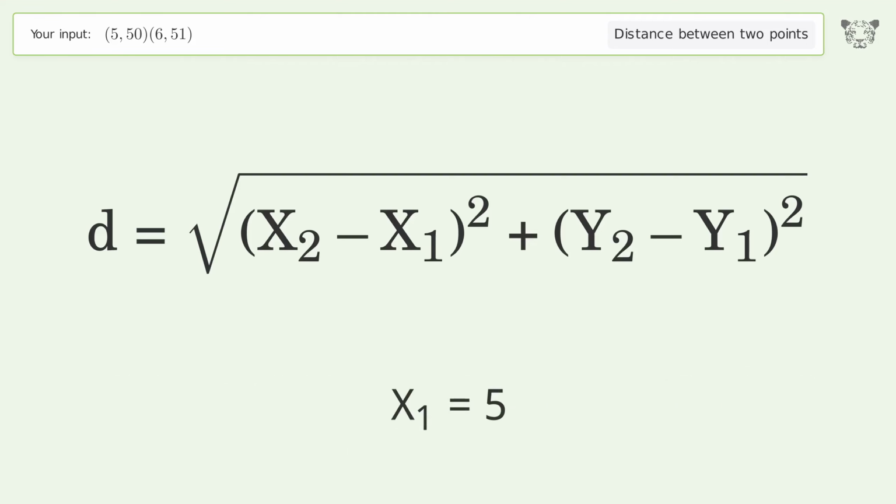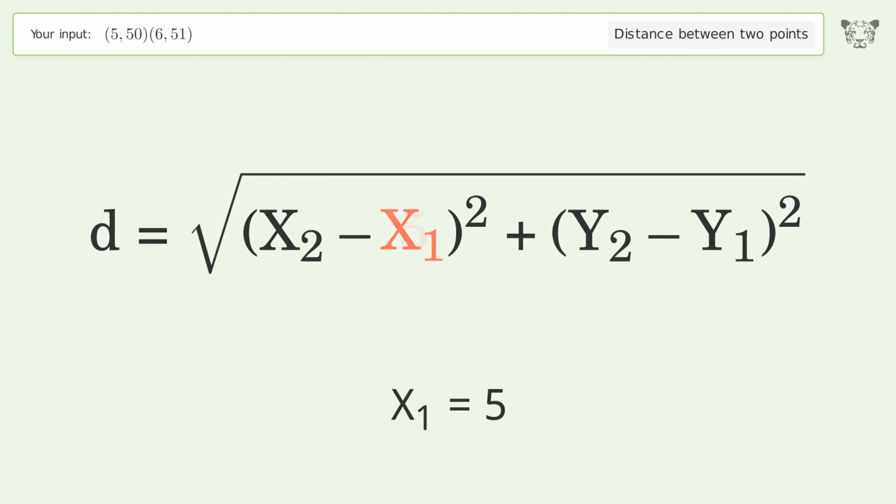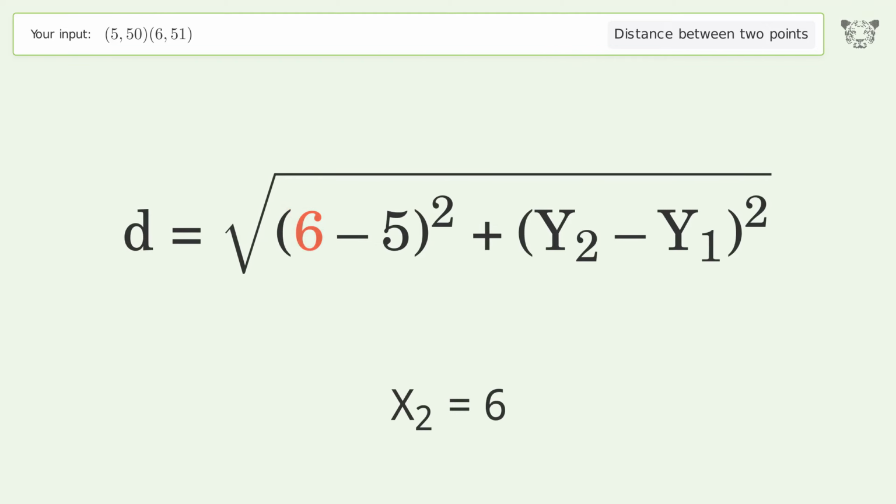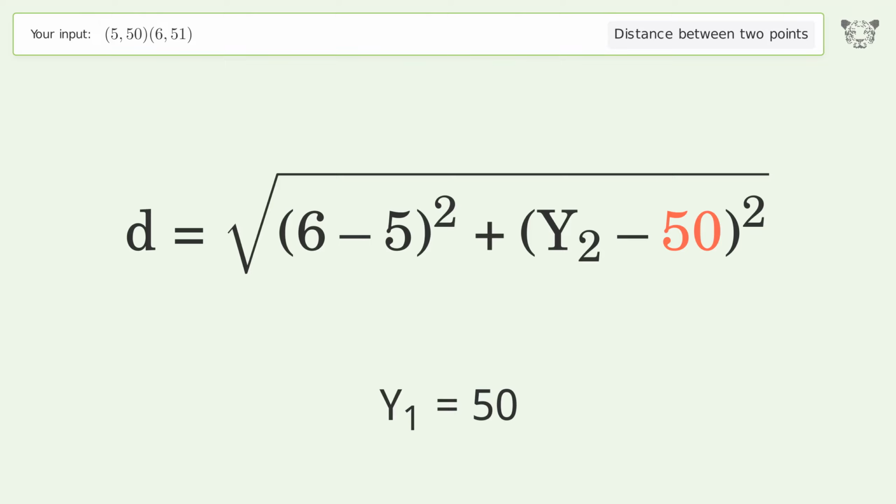x1 equals 5. x2 equals 6. y1 equals 50. y2 equals 51.